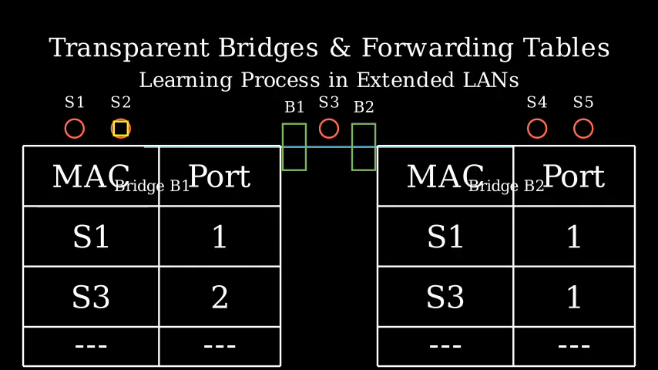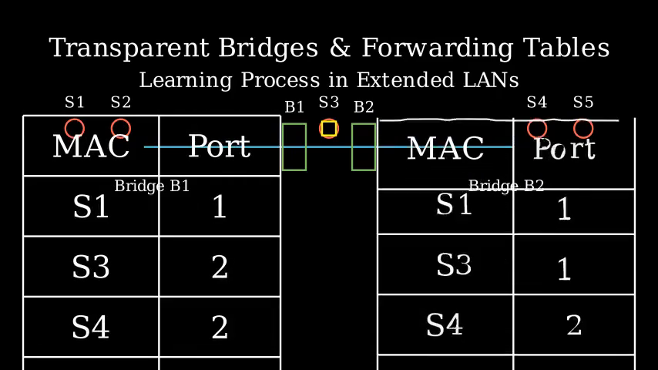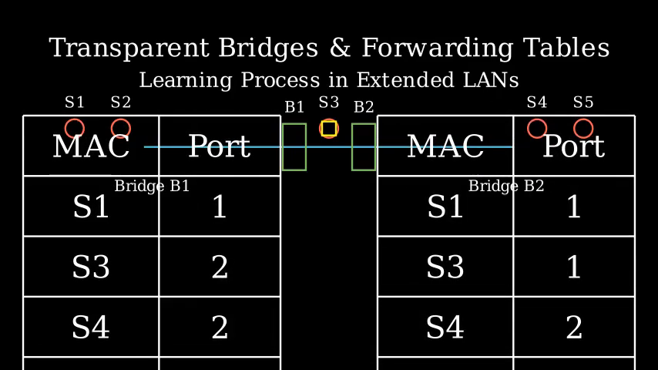When S4 sends a frame to S3, the bridges now know where S3 is, so B2 forwards the frame directly to LAN 2. The bridges learn that S4 is connected to LAN 3. After all frame transmissions, the bridges have learned the locations of all stations.